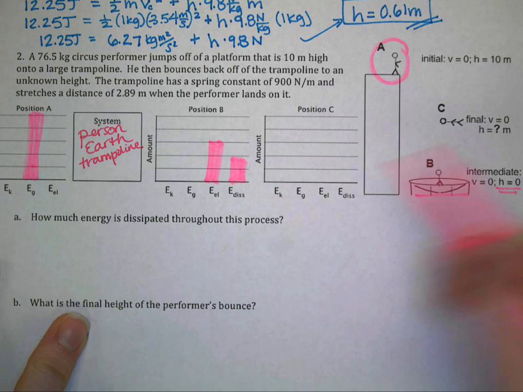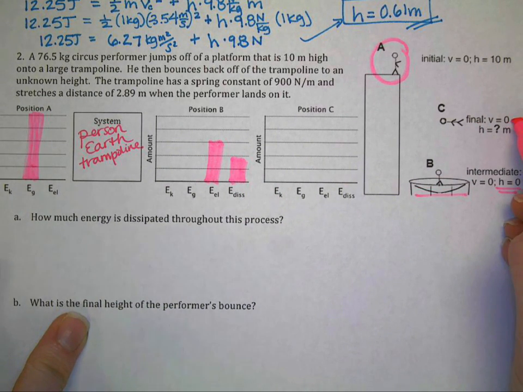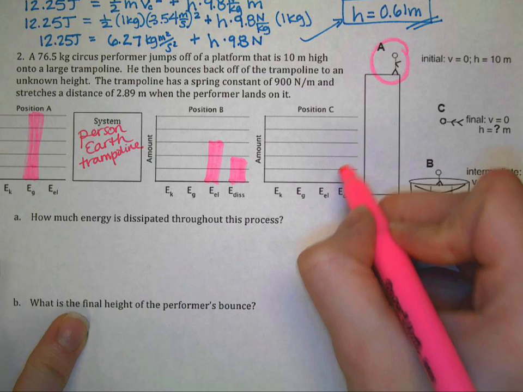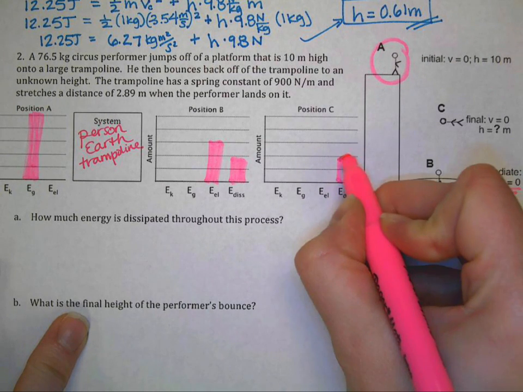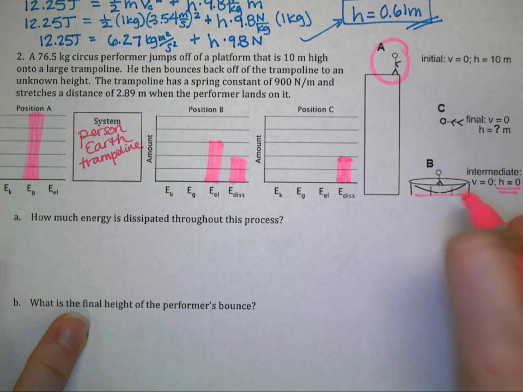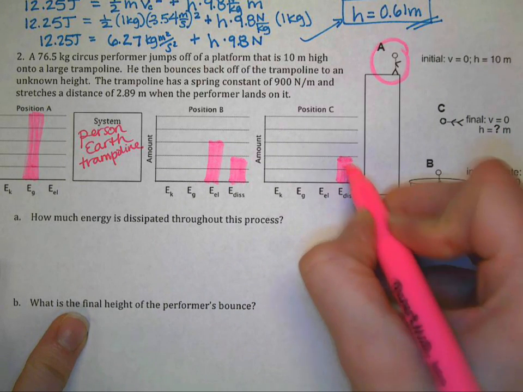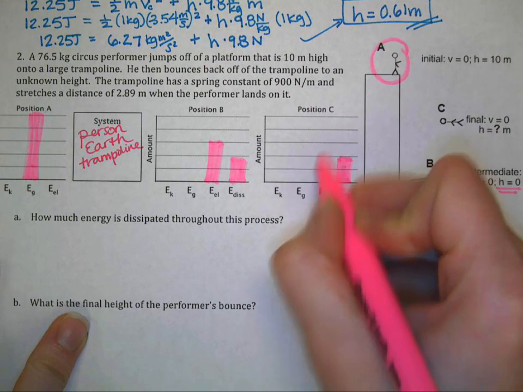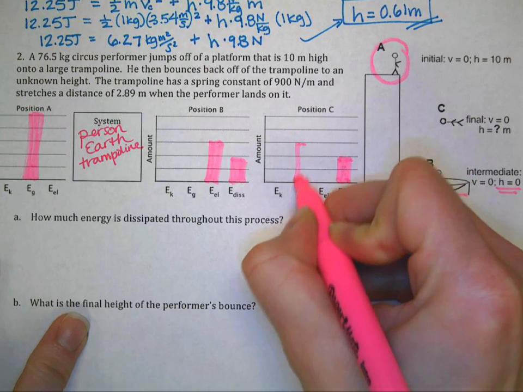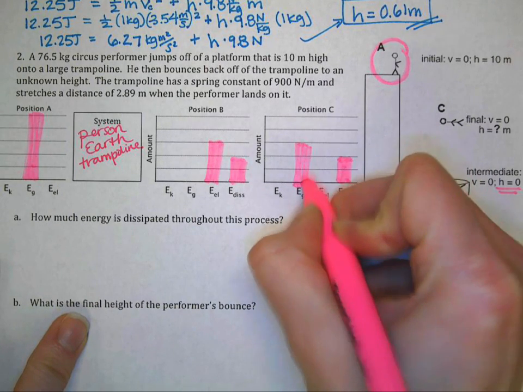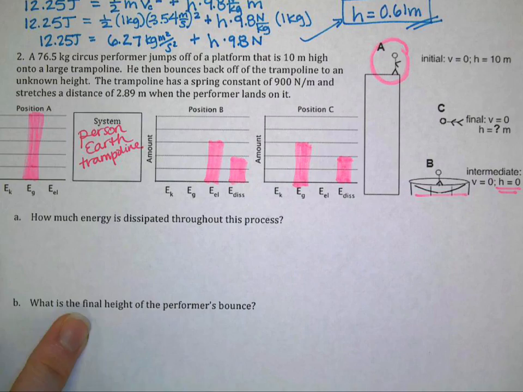At position C, it gives us a final velocity of 0, so no energy is stored kinetically, but it's asking us for some unknown height. Our dissipated energy we could not get back. That could not convert into energy stored gravitationally, so that still is left there, and all of that energy stored elastically is now energy stored gravitationally. That's what the trampoline was used for.